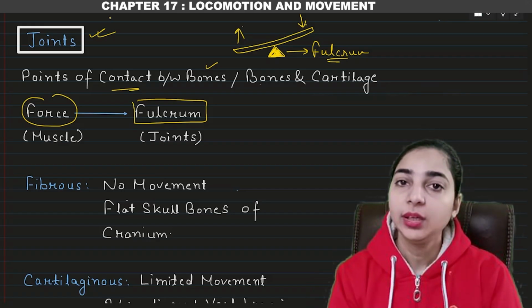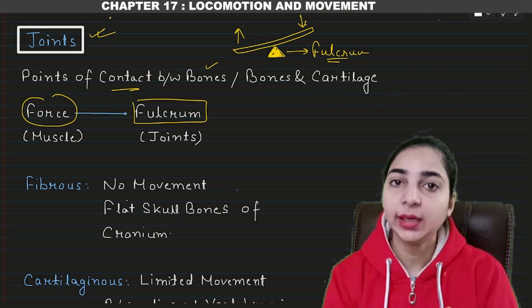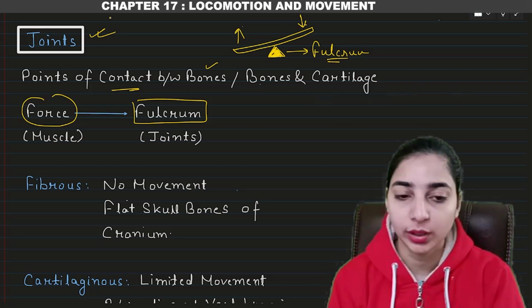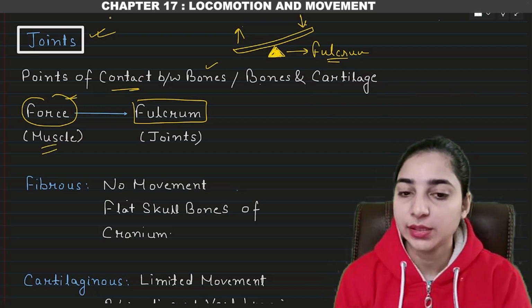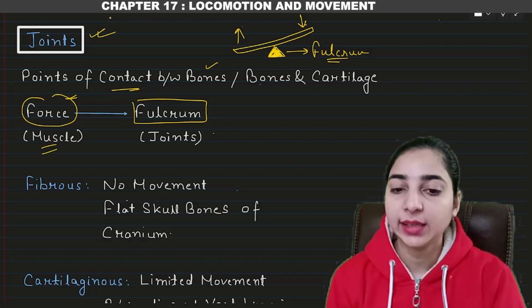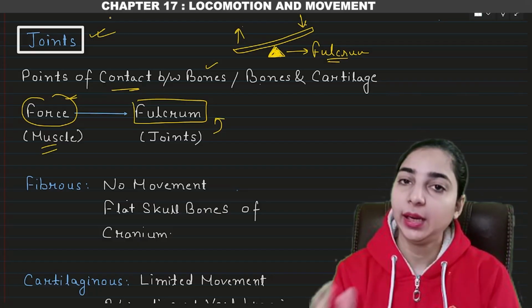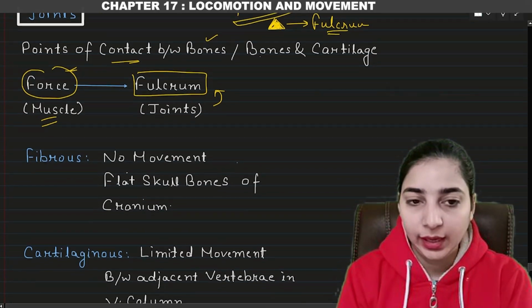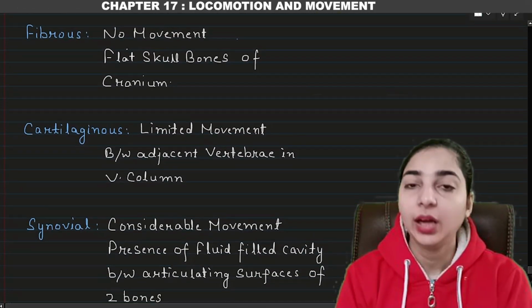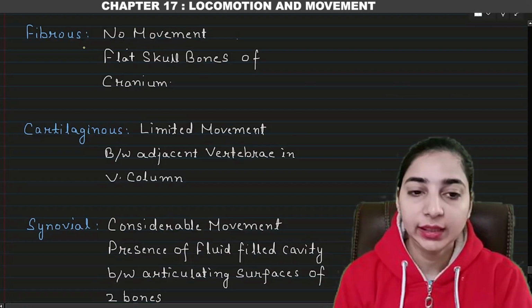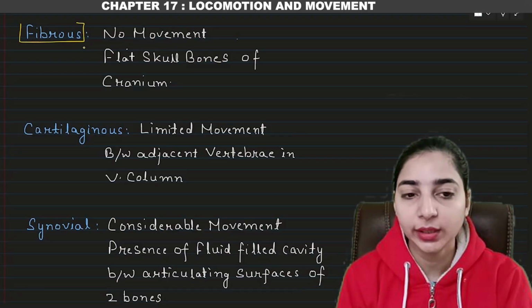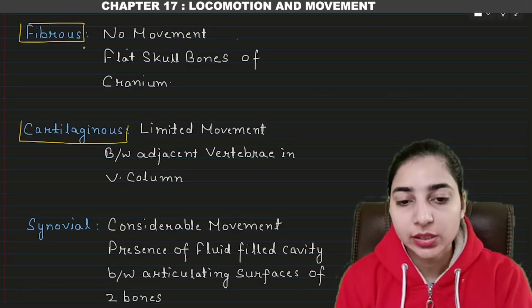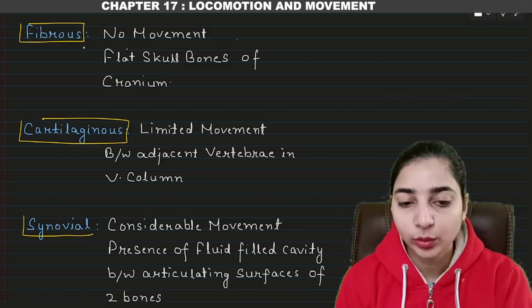Okay, got it? So if the fulcrum will not be present, then there will be no movement of the seesaw. So the force is important, and at the same time, the fulcrum is also important. So the force is exerted by the muscle and the joints act as the fulcrum. So they together help in the movement. And the joints can be classified into three different types. First one is the fibrous joint, second one is the cartilaginous joint, and the third one is the synovial joint.